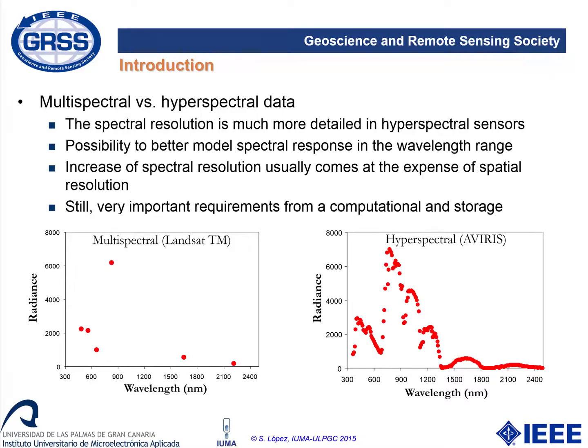However, we have to notice that this increase of the spectral resolution also usually comes at the expense of spatial resolution. So normally in multispectral images we have a higher spatial resolution than in hyperspectral images, but on the contrary, in hyperspectral images we have a much higher spectral resolution. Well, in any case, although we have a reduced spatial resolution, what we have to notice is that hyperspectral data implies a lot of data to process, which means that we have very important requirements from a computational and storage point of view.